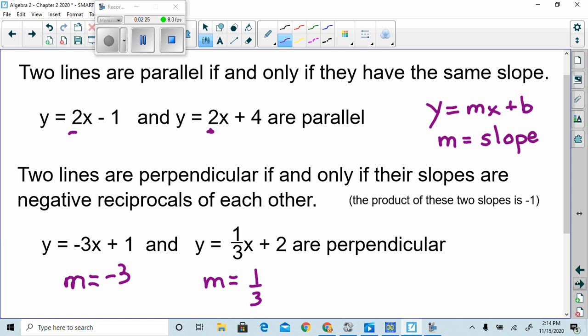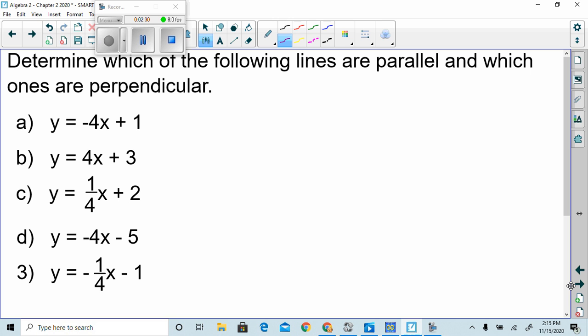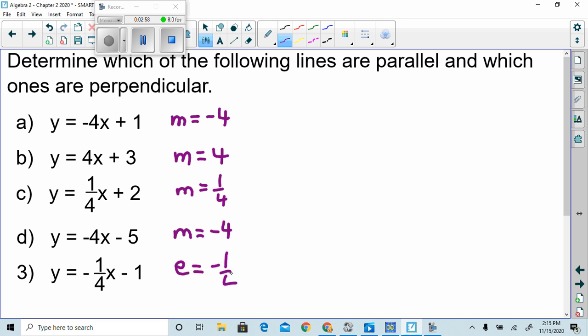Let's use what we know about these two relationships to see if two lines are parallel, perpendicular, or neither. What we want to do is identify the slope in all of these. m in the first one is equal to -4. In line B, the slope is 4. In line C, the slope is 1/4. In line D, the slope is -4. And in line E, the slope is -1/4.